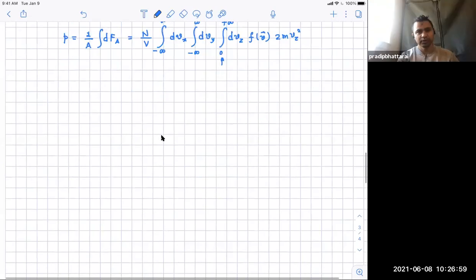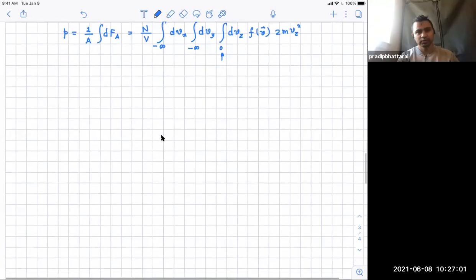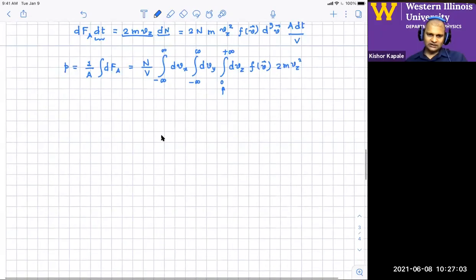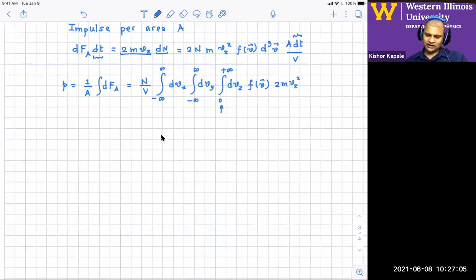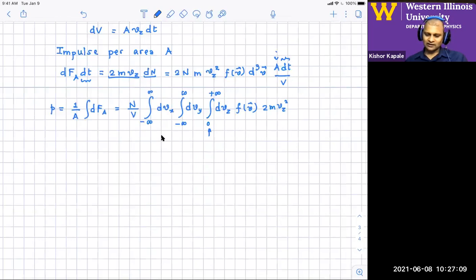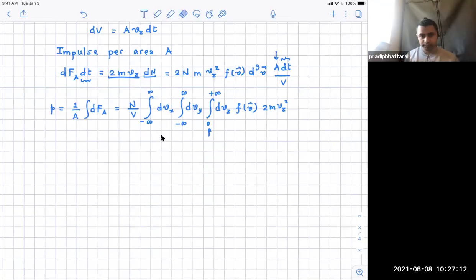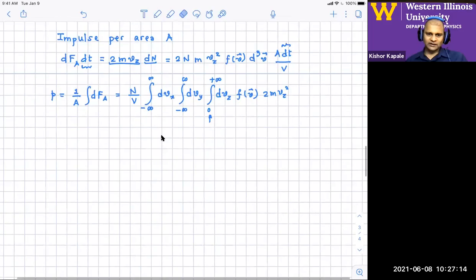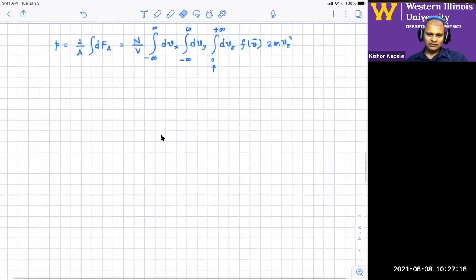Okay. Dr. Kapale, did we leave the A over here, or 1 by A? 1 by A is gone, right? Because there is an A in here. We divide by A, that A will be cancelled, right? Okay, the A is already there, so A goes away. Okay.